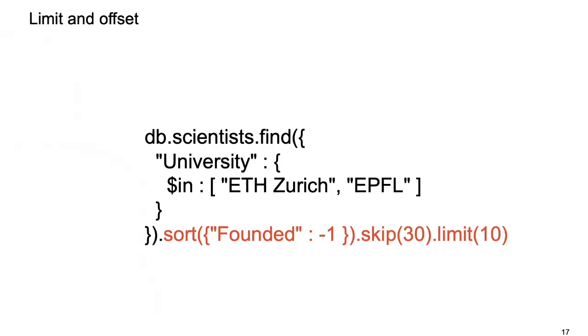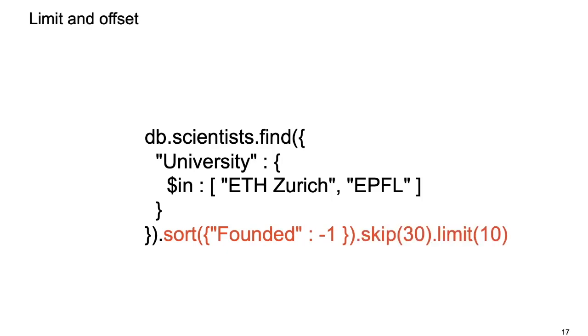Then you have skip and limit, which is basically the limit and offset of SQL. So this is something that you also are familiar with from before. As a reminder, offset didn't exist in Spark SQL, but here it exists. The skip is basically the offset, just called differently. So here you skip the first 30 and then you return the next ten, okay?